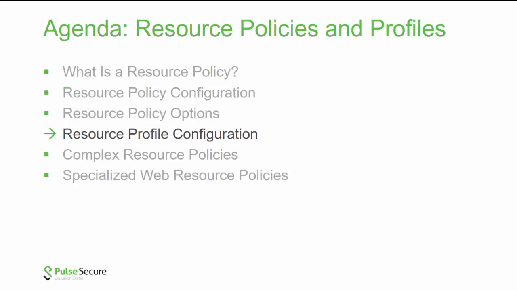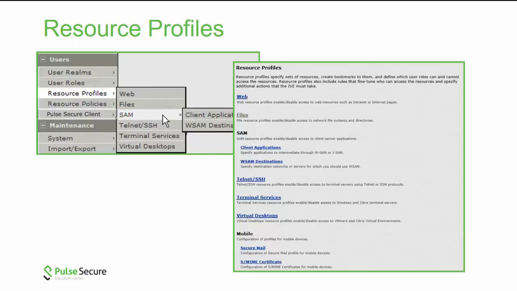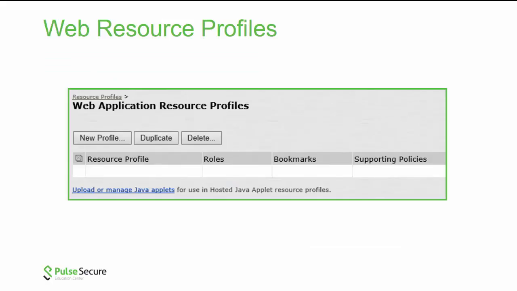A resource profile contains all the resource policies, role assignments, and end-user bookmarks required to provide access to an individual resource. Resource profiles simplify resource configuration by consolidating the relevant settings for individual resources into a single page within the administrative console. The first step to simplifying resource configuration is creating a new web resource profile.